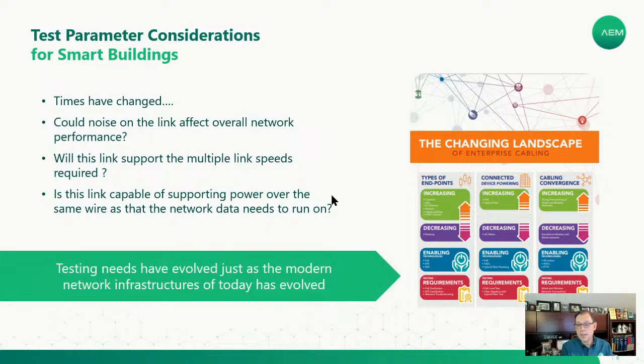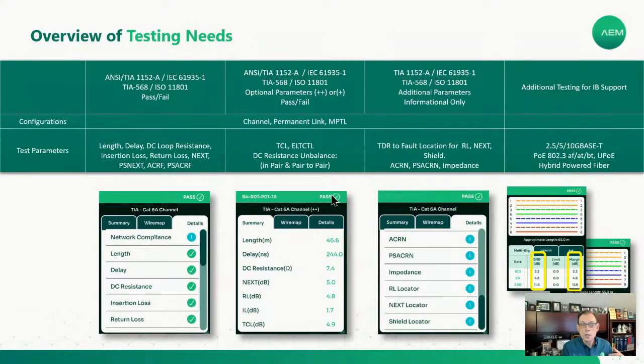So just as the building infrastructure has changed, we need to look at how testing has evolved along with that to accommodate these intelligent building scenarios. So here's a quick snapshot of testing needs. The first column you see here, your typical certification test, has length, delay, loop resistance, insertion loss, return loss, crosstalk, power sum next, ACRF, and PSACRF. All these things we're used to seeing in a certification test.